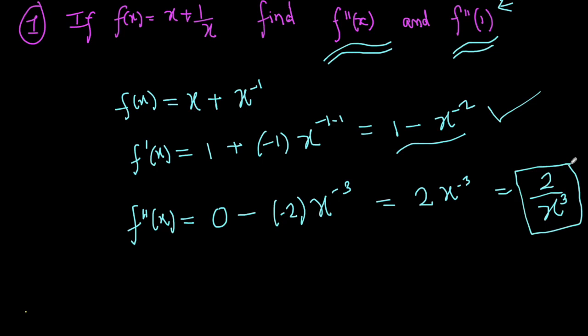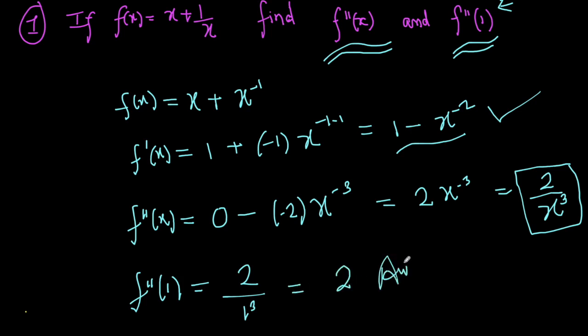Now we have to find the value of the function at x equal to 1. So in the second differentiation, if you put x equal to 1, you will get 2 over 1 to the power 3, because x is replaced by 1, so you will get your answer as 2. So this is your final answer.